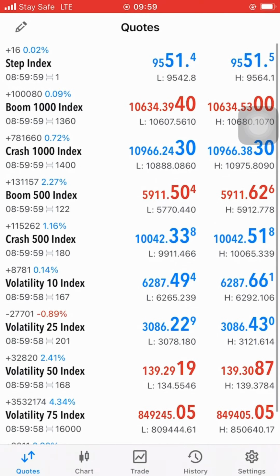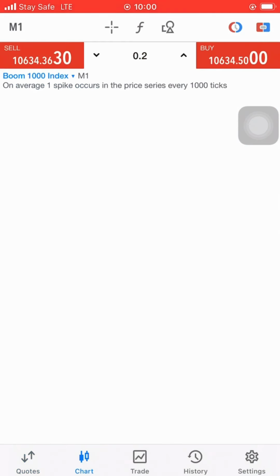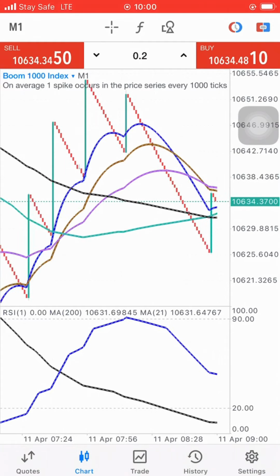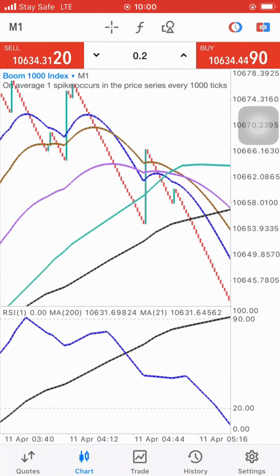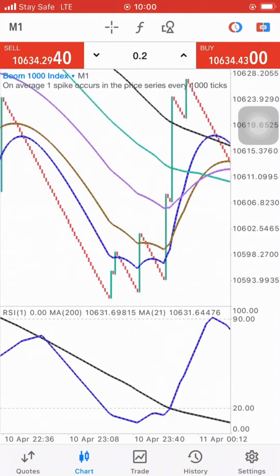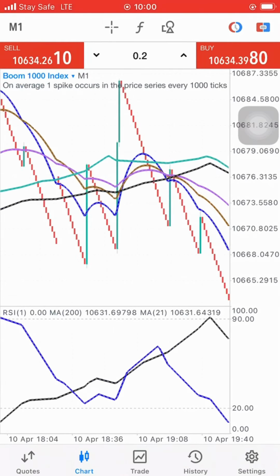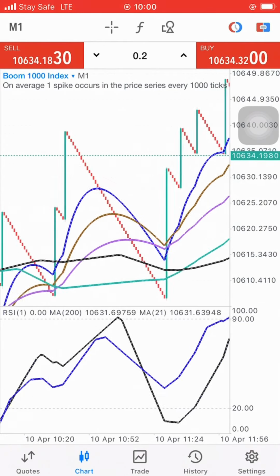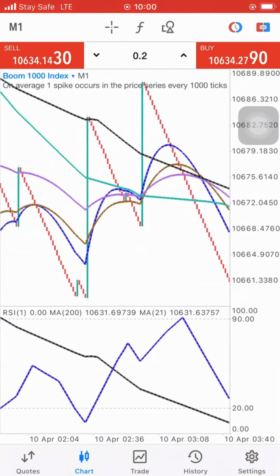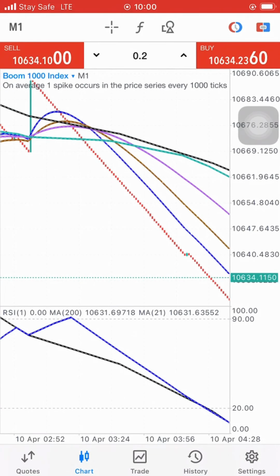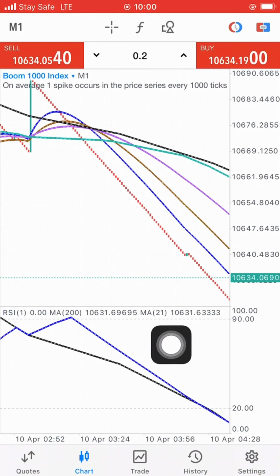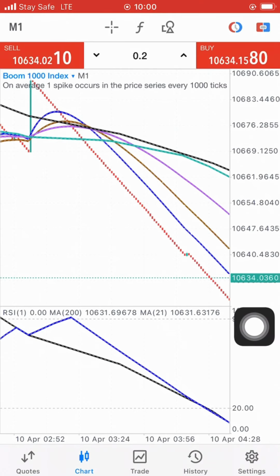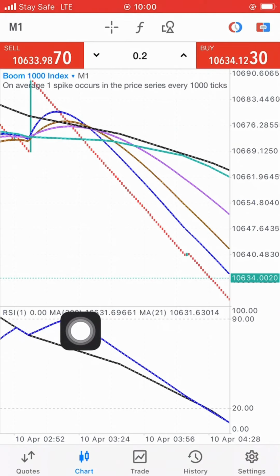Let's check for boom. So this is boom. The opposite of boom is crash. If you want to enter a buy trade in boom, make sure that you look for 90 levels on RSI. In crash we look for 0 to 20 for entry, but in boom you will check your 90 levels at the top. So we are using the 90 levels at the top as our entry.